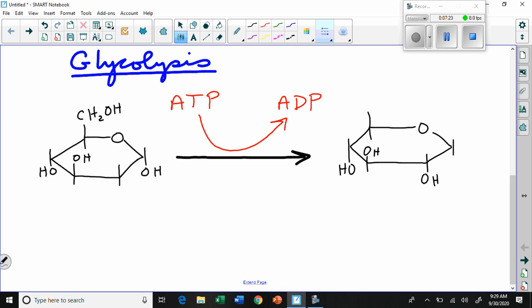Whoops, sorry, that's wrong. Yeah, that's right. That's right. I realized I forgot an OH over here, didn't I? We better add that guy in on the other glucose. And then up here we have the CH2, right?